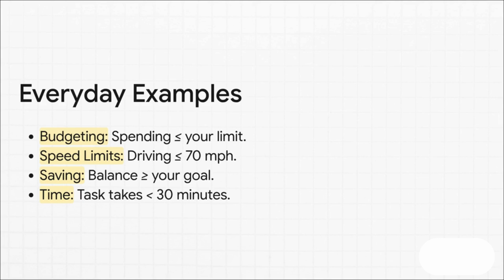Think about it. Your budget? You need your spending to be less than or equal to your paycheck. That speed limit sign on the highway? Your speed has to be less than or equal to 70 miles per hour. Setting a savings goal, you want your balance to be greater than or equal to your target. See, anytime there's a limit, a minimum, a maximum, you are living and breathing inequalities.